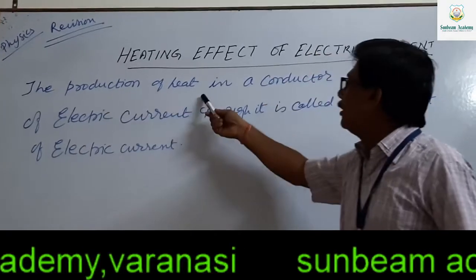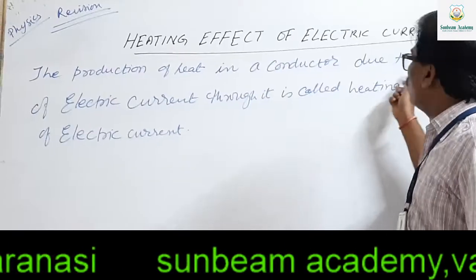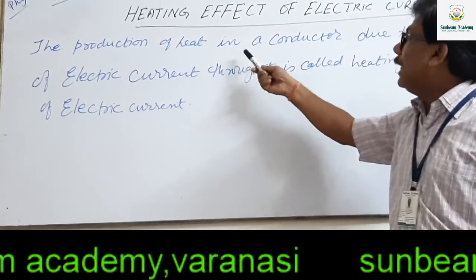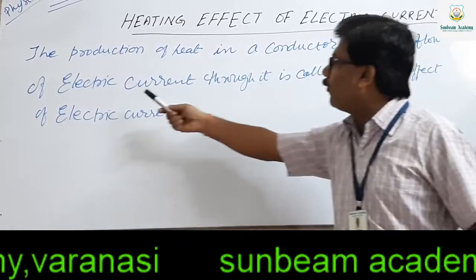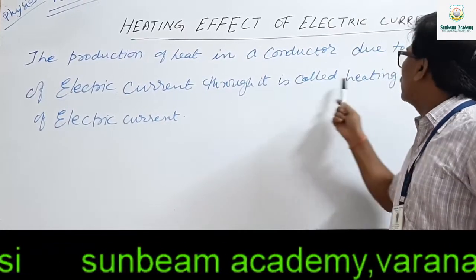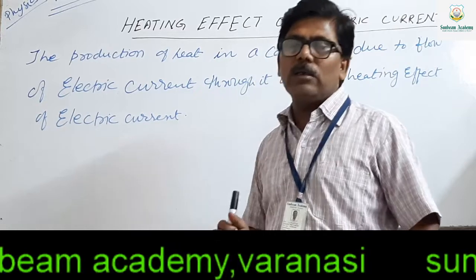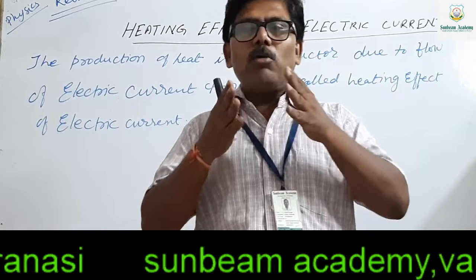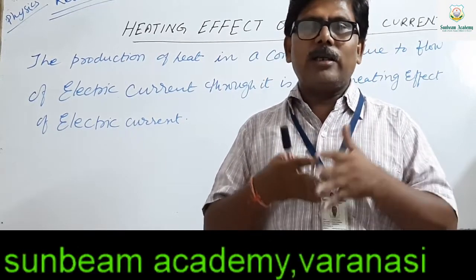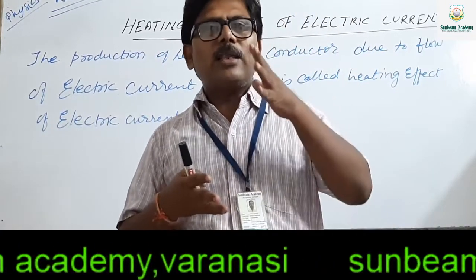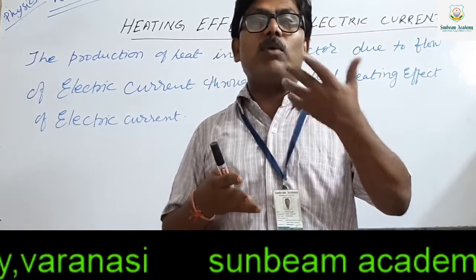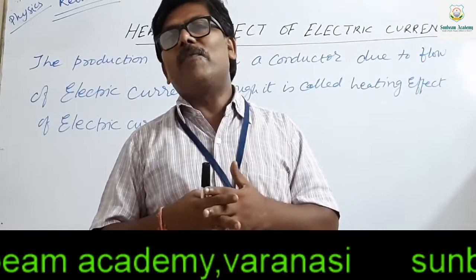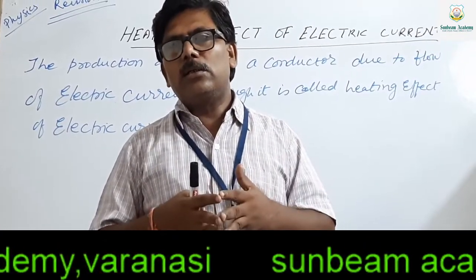The production of heat in a conductor due to the flow of electric current through it is called the heating effect of electric current. Whenever electric current flows through the conductor, heat is produced in the conductor, and that heat is utilized as work. So that is called the heating effect of electric current.